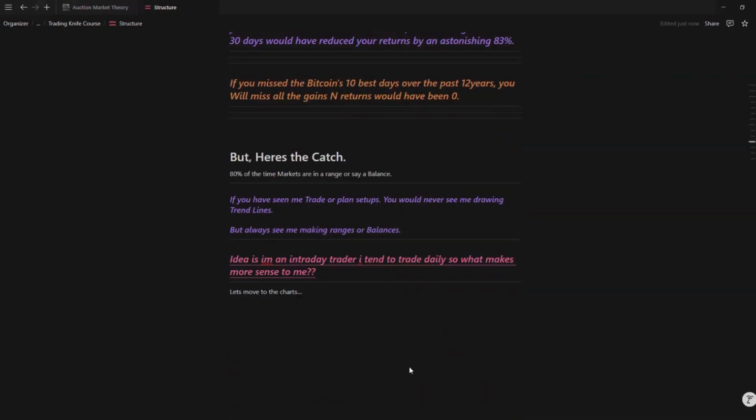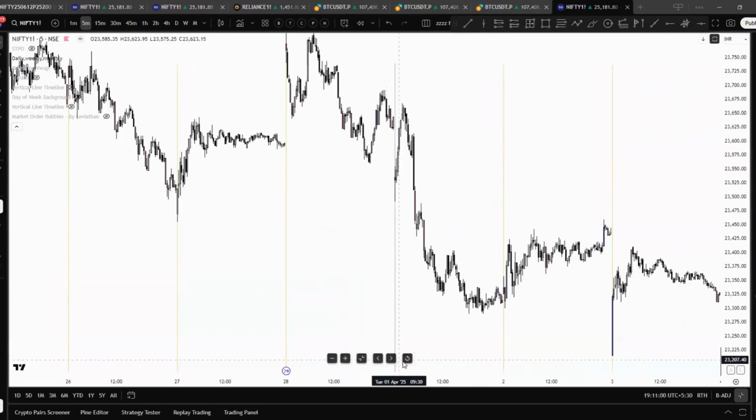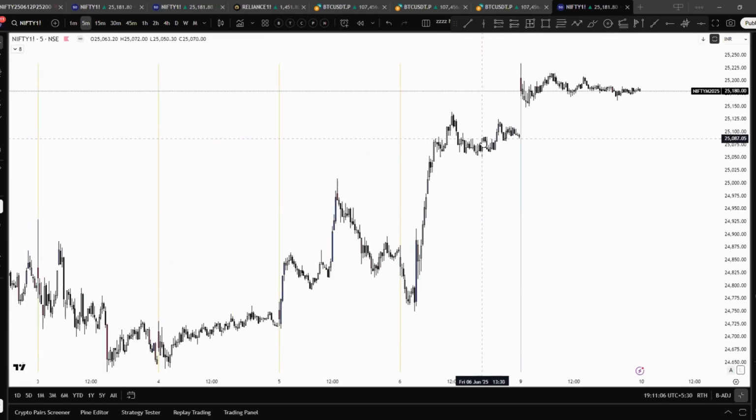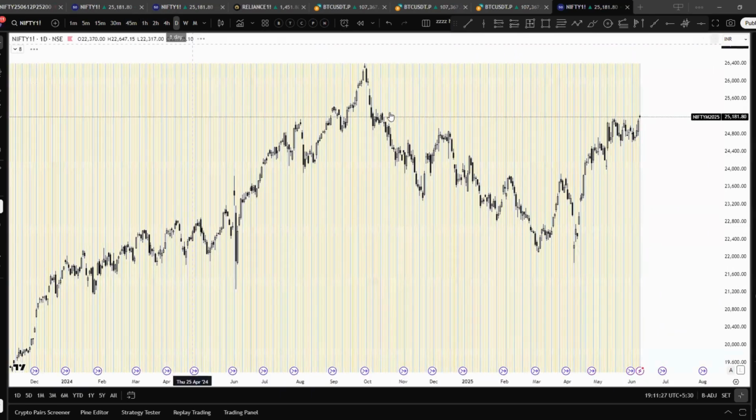Okay, now let's go to the charts. So this is Nifty. Let's start with Nifty. The thing I'm trying to show here is how much easier it is to find a balance or a range than to find a trend. Different time frames, different stuff you will see. That's the thing: seeing is believing. The same thing which I tried to show you with CRT, how to use it, I will show the same stuff here.